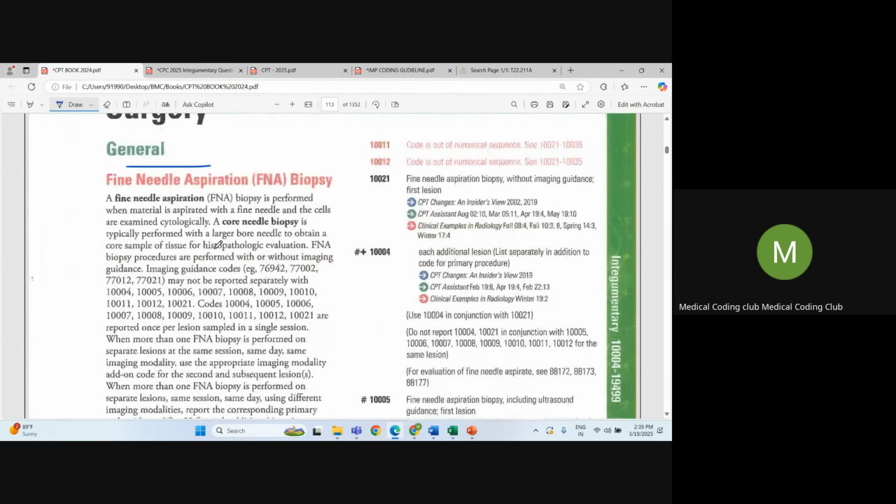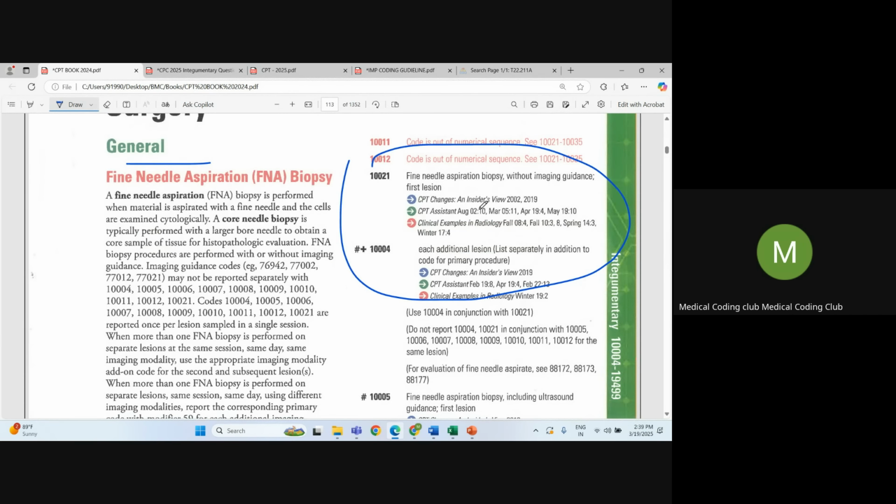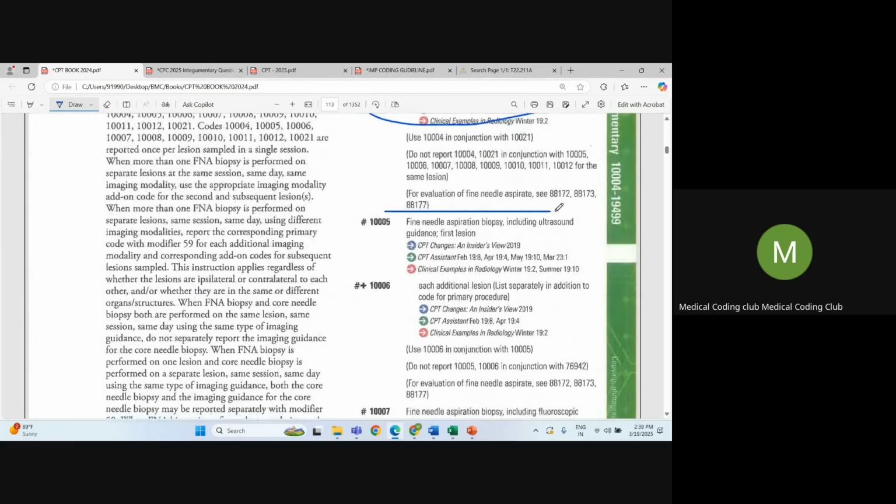Under FNA, you can see this is the first set of codes, where they don't use any image guidance. The next set of codes is based on the guidance type. In our question, they're asking about fine needle aspiration including ultrasound guidance: first lesion and each additional lesion. So for the first lesion, you will code 10005, and for the extra 2 lesions, you will use the corresponding add-on code 10006 with unit 2. This is the answer for the question.